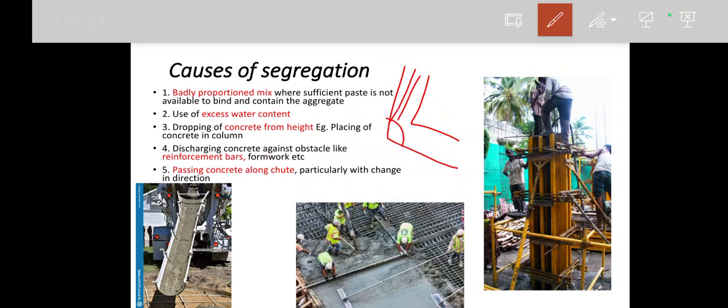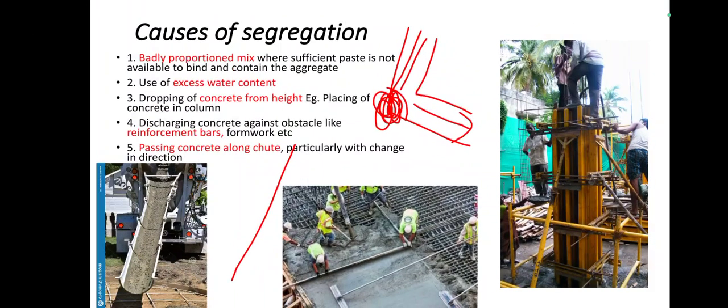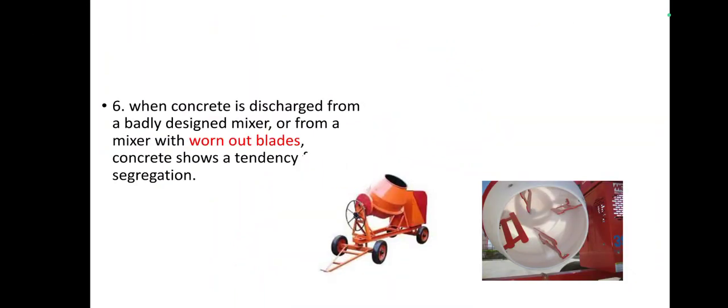When the concrete comes, the coarse aggregate alone will gather at the corners and the remaining material will flow out. So this kind of problem will happen if there is a change in direction. We should always follow a proper direction. Next, when we are using a drum mixer which is too old, the blades will be somewhat blunted, so the concrete won't mix properly and homogeneity may not be ensured.